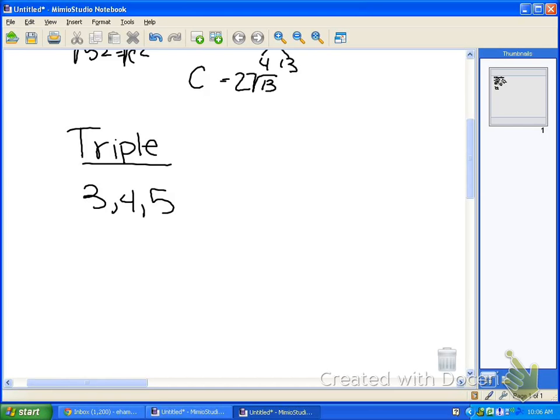So what I'm asking is, when I give you 3, 4, and 5, 2 of them are legs and one's the hypotenuse. Which one is the hypotenuse? Why do you know that? Because it's the longest side, okay?